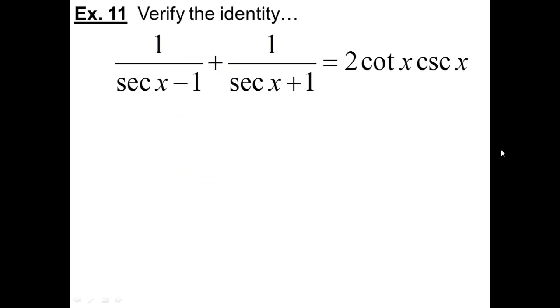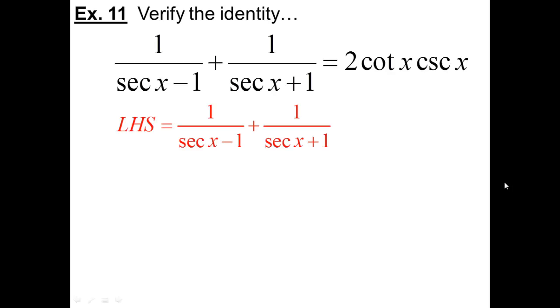All right, this one looks very similar to the last one. Go ahead and pause here and try it on your own. All right, just like I said, very similar to the last one. We'll start with the left-hand side.